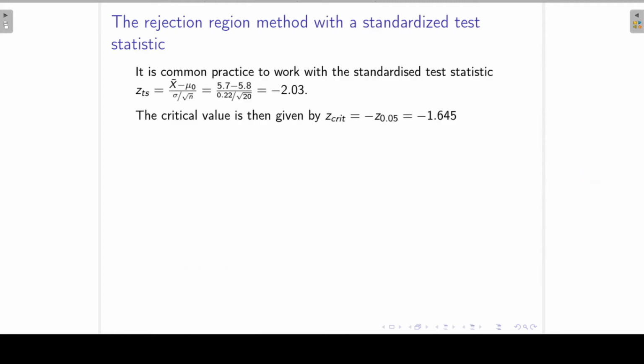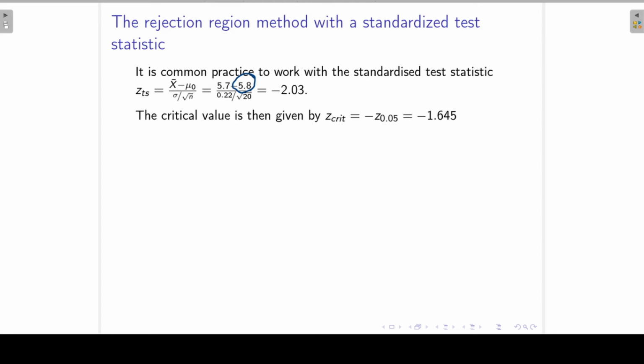Now, it's common practice to work with a standardized test statistic. So in the example, we worked with the sample mean as our test statistic, but we can standardize it by subtracting the mean under the null hypothesis. So that mean is 5.8, and then we divide by the standard deviation, which is 0.22 over the square root of n, which is 20. And our standardized test statistic is then minus 2.03.